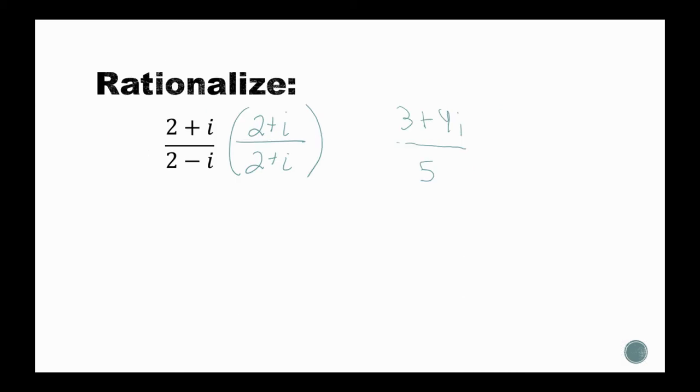So can we rationalize? Can we find the conjugate? Can we multiply by the conjugate? Can we simplify? That's the big takeaway from this, okay?